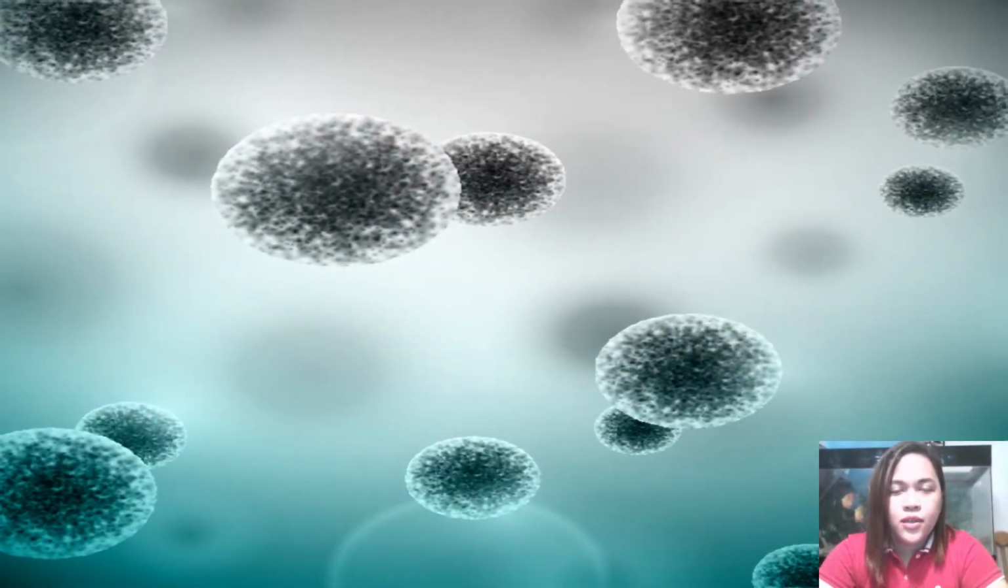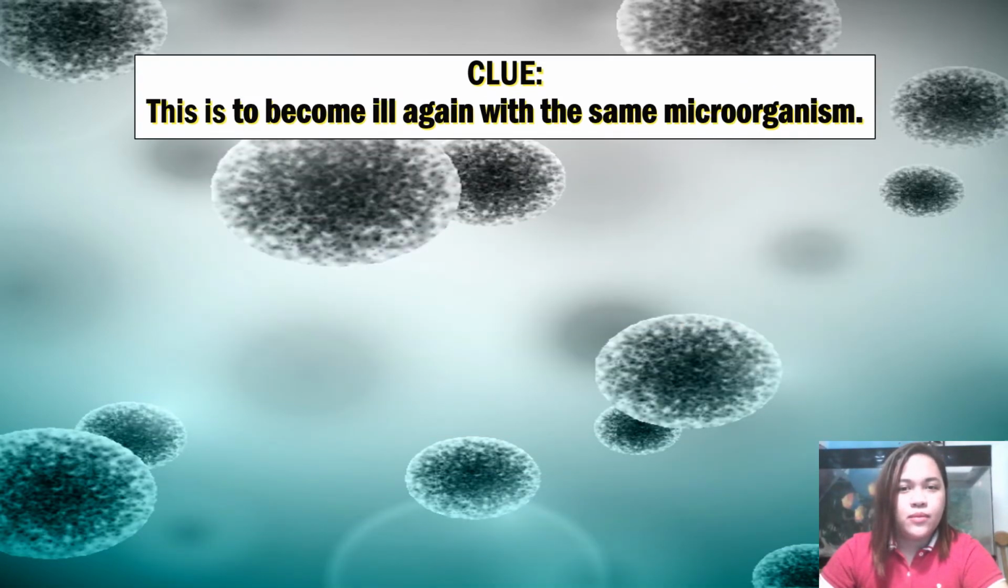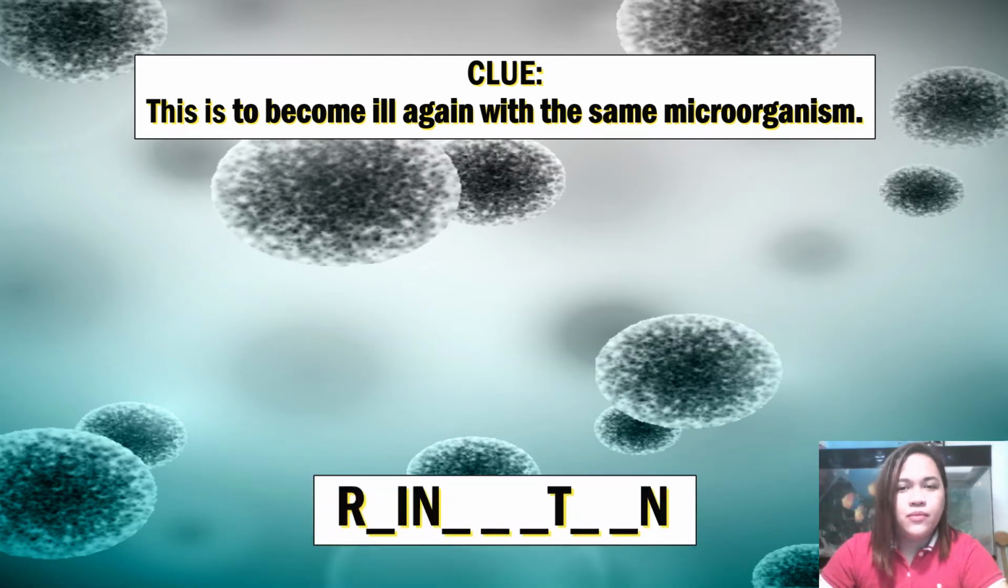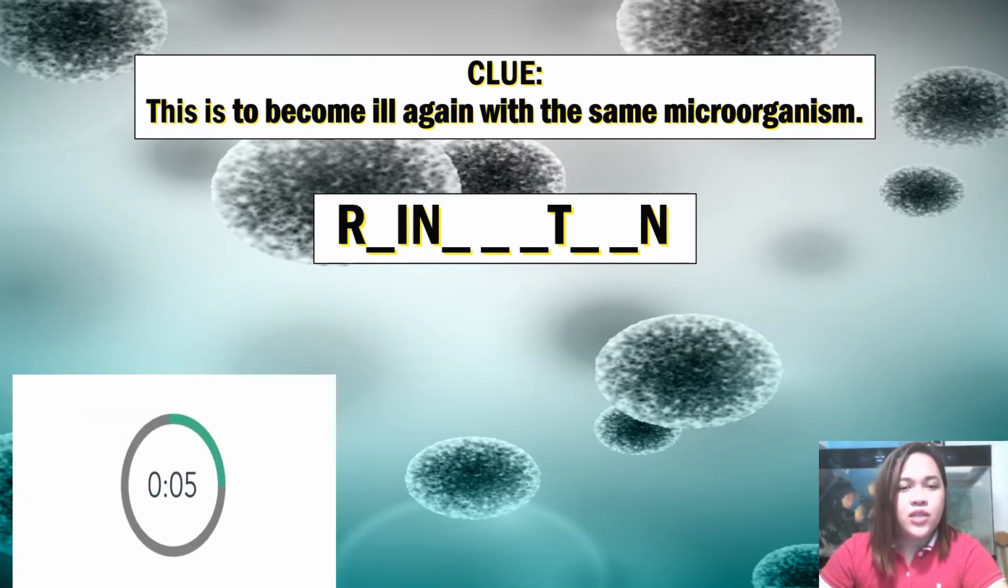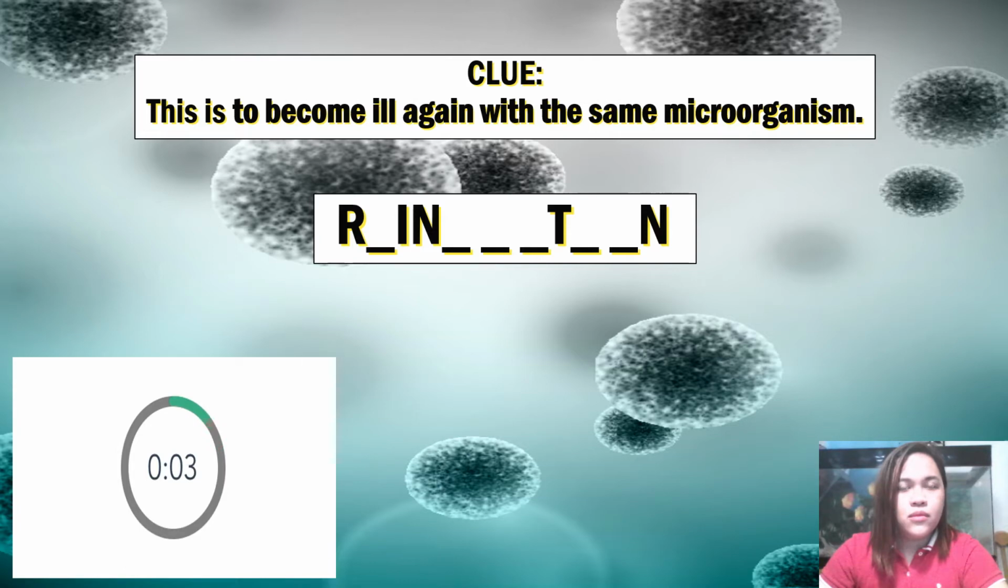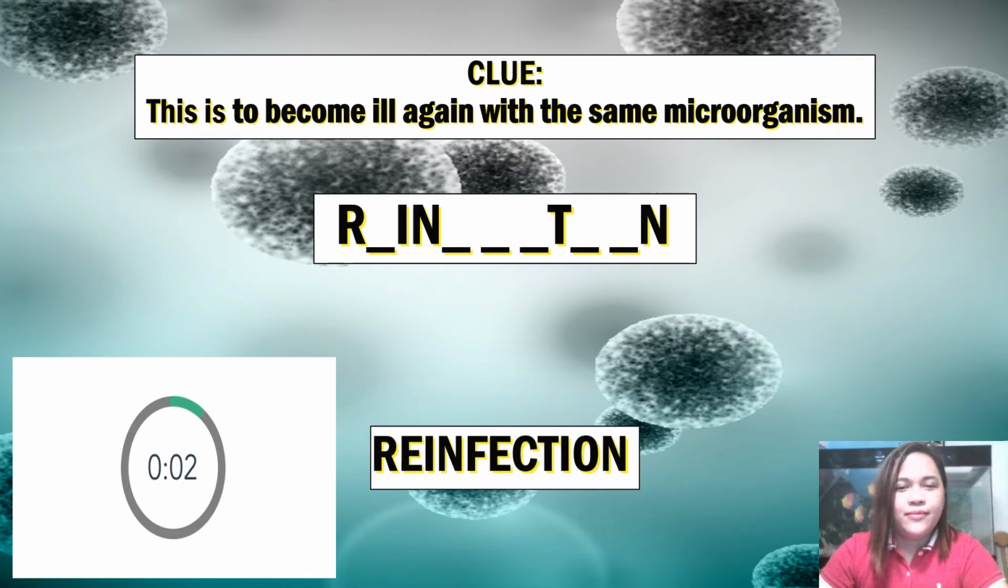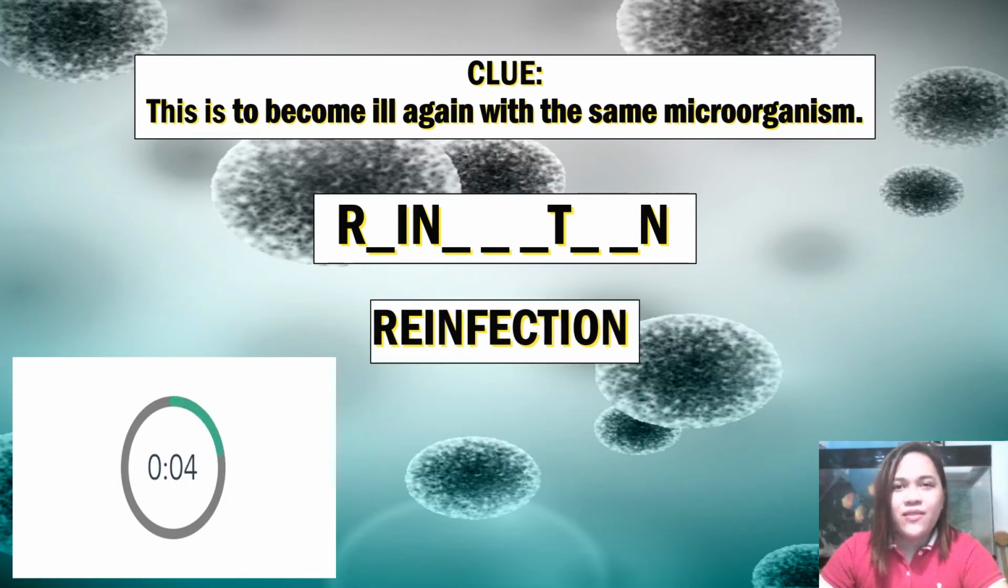Okay, down to the second to the last term. Let's proceed with the clue: this is to become ill again with the same microorganism. These are the blanks that you have to fill in, and in 5 seconds, jot down your answer. Your time is up. The word is reinfection.